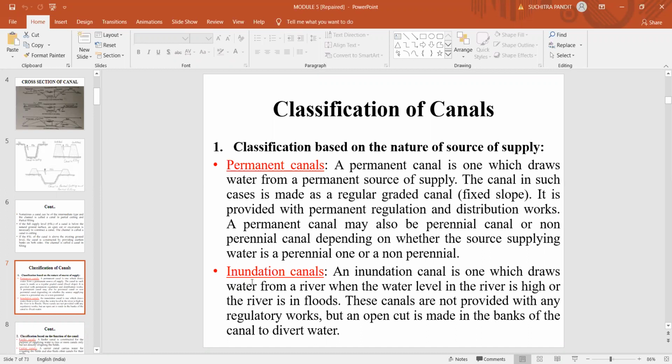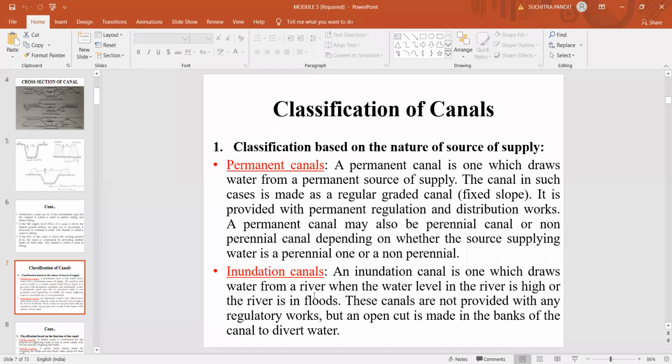The second one is the inundation canal. An inundation canal is one which draws water from a river when the water level in the river is high or the river is in flood. In some cases, especially during monsoon months, there will be a high stage of flow in the river. In such a case, some portion of the water is diverted from the river, which carries the water to the agricultural fields, and thereby it acts as a protective canal.